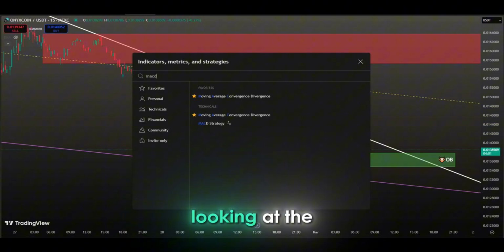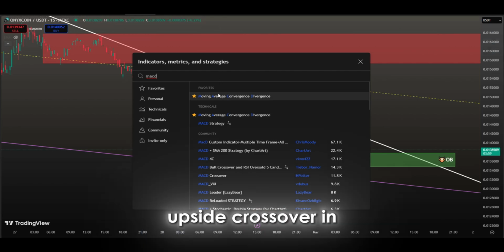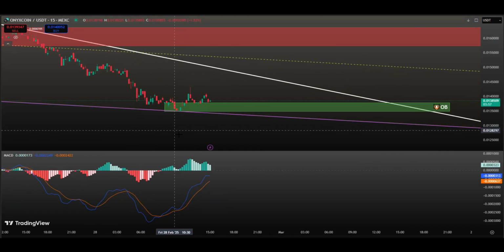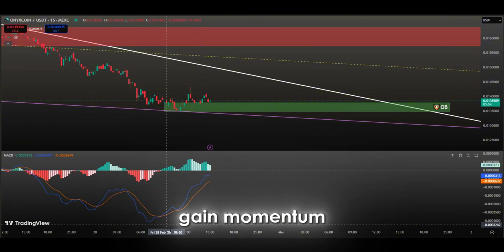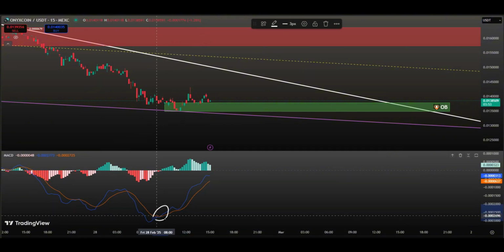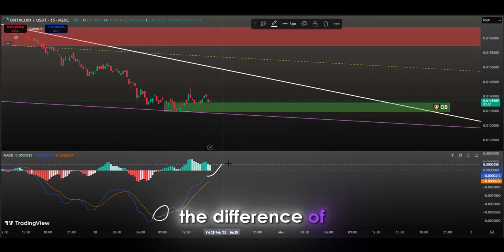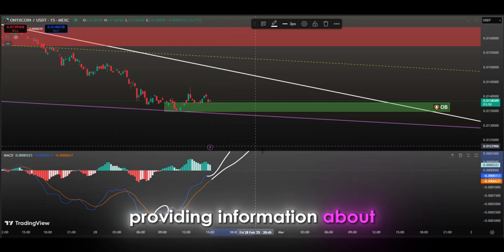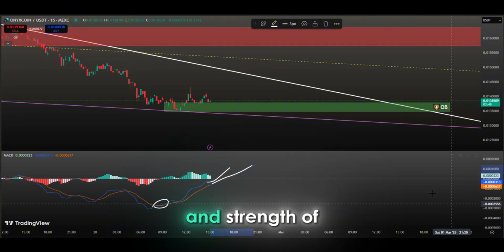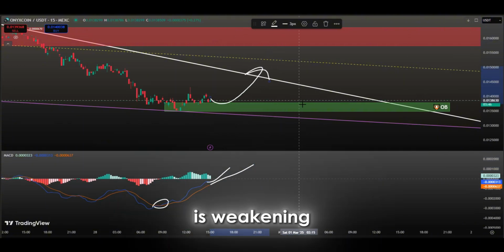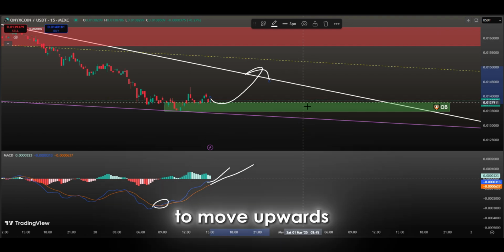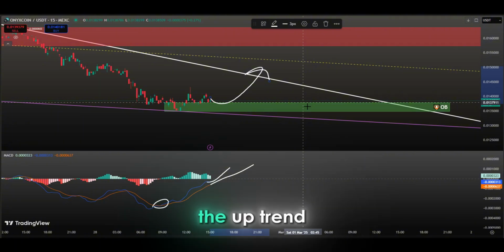Looking at the MACD indicator, there is an upside crossover in the lower zone. This kind of crossover is an important signal that the market is starting to gain momentum and the trend may change upwards. The MACD is an indicator that measures the difference of moving averages, providing information about the direction and strength of the trend. A current upward crossover may signal that the downtrend is weakening and the price has more potential to move upwards. And if the MACD lines cross the 0 point, the uptrend will accelerate, and if the trend is broken, the uptrend will accelerate even more.